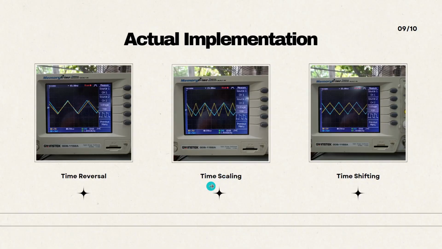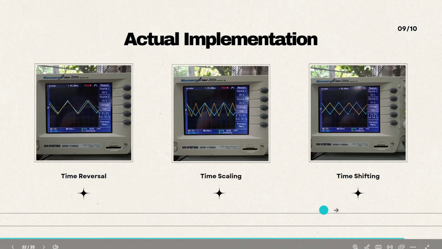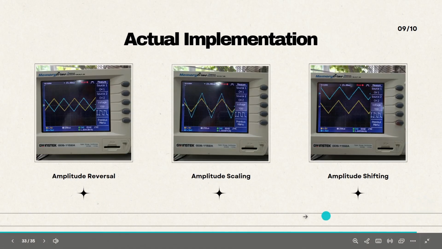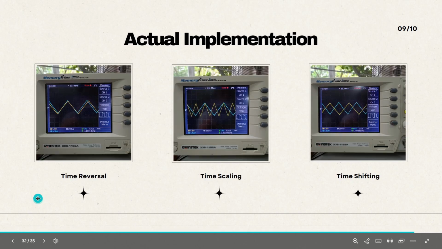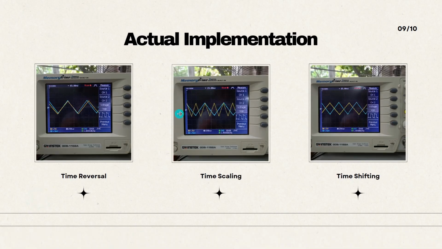Now that we've covered the theory and math, let's take a look at the triangular wave in the real world through some hands-on hardware implementations. On this slide, we're demonstrating the 6 fundamental signal transformations using actual waveforms displayed on a digital oscilloscope. Each screen capture represents how a triangular waveform is affected when modified in time or amplitude. Let's start with the time transformations.